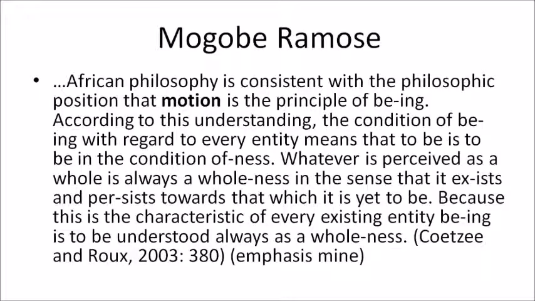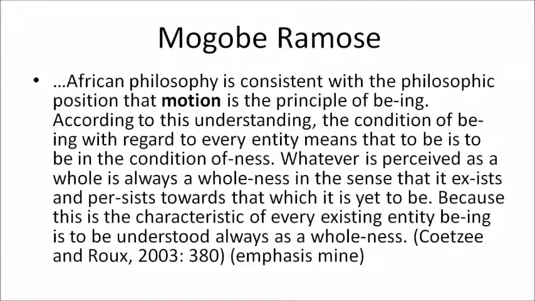But here, there's a philosopher by the name of Mogobe Ramose. And Ramose, that last name, is cognate with what we know as Ramesses. But this is the Bantu people in Southeast Africa who still have these names. Ramose, in his text on the concept of ntu, in a text called The African Philosophy Reader, edited by Coetzee and Roux, 2003, says: African philosophy is consistent with the philosophic position that motion is the principle of being.